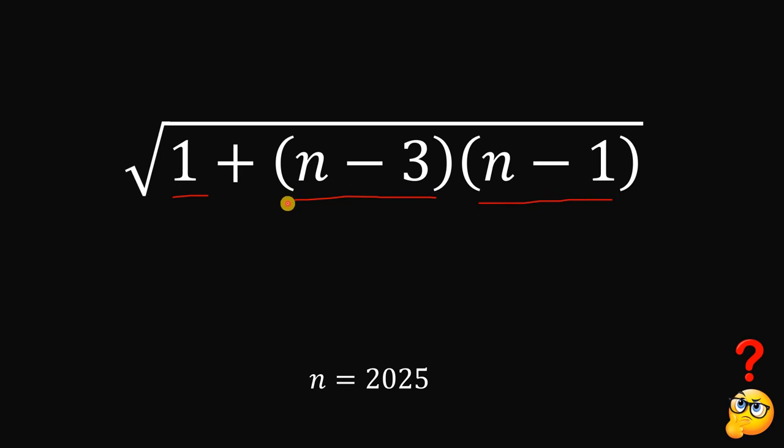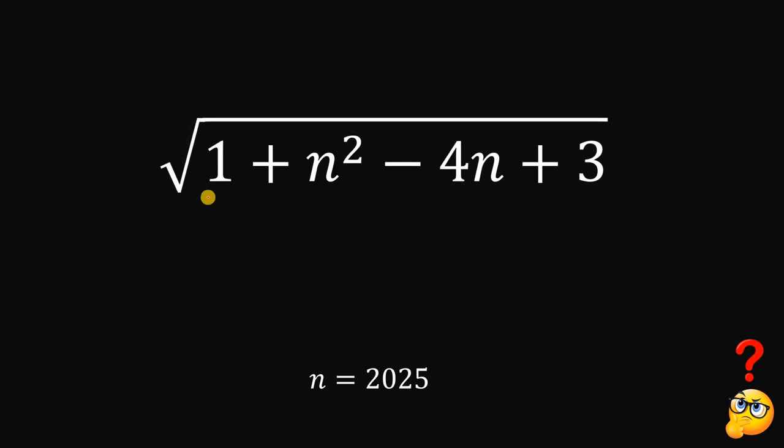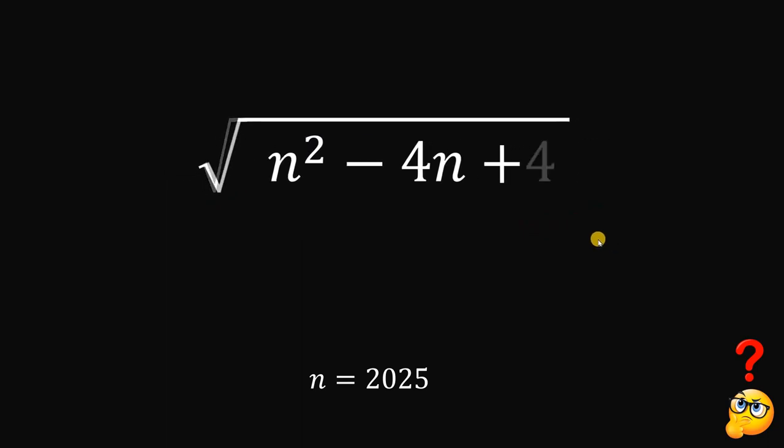Alright, so now our expression trims down to square root of 1 plus n minus 3 times n minus 1. Now, what is the product of n minus 3 times n minus 1? You can use the FOIL method, the chunk method, etc. But if you do that, you get n squared minus 4n plus 3. So, we can replace the product with its equivalent, n squared minus 4n plus 3. Now, combine similar terms, 1 plus 3, this will give us 4.